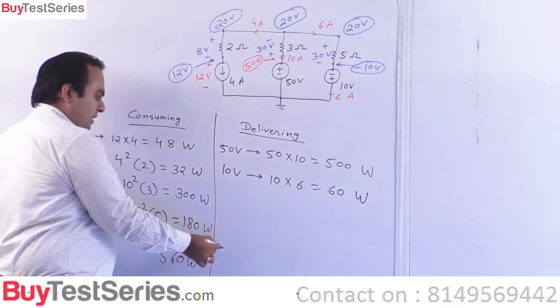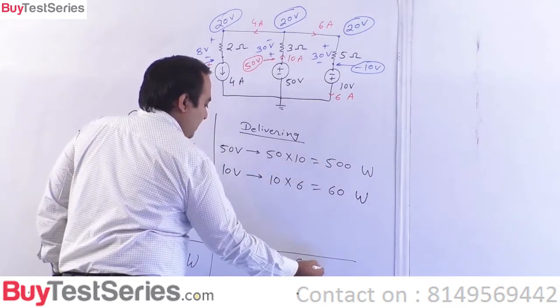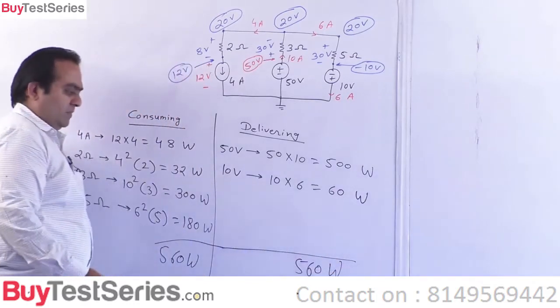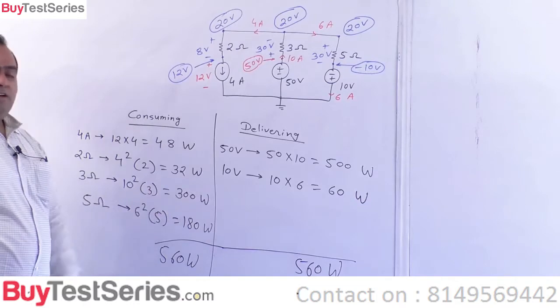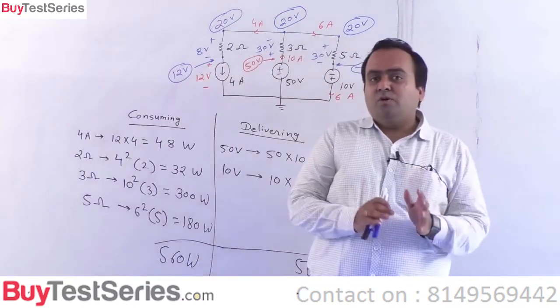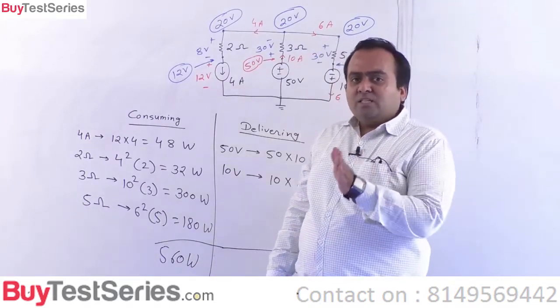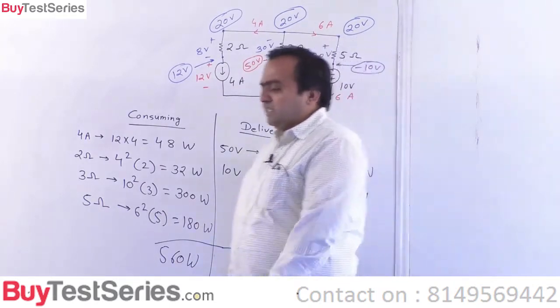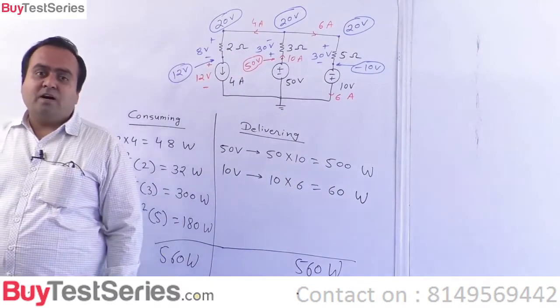560 watts, and similarly this sums up to 560 watts. Is this okay? So the summation of the two sides is 560 watts. It means the power absorbed is equal to power delivered in the circuit. So this is how potential difference, KVL and KCL can be applied to the circuit to prove the power balance.